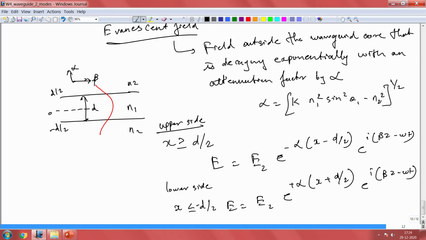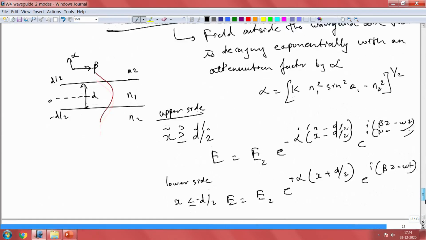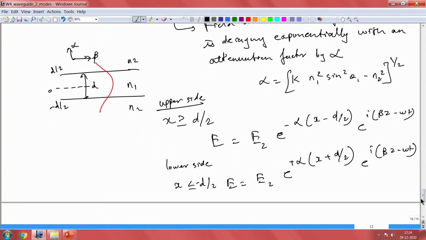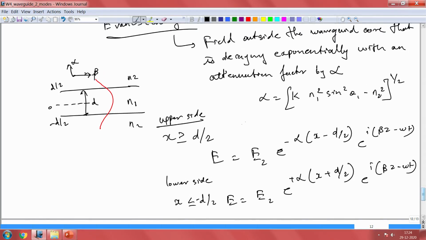So, this is how you can confine the light. We talk about waveguides being designed to confine light and propagate light. This is how we achieve that confinement. In n1 you have a solution that is oscillating, but when it goes outside in n2 it will decay, and the rate at which it decays is this alpha. You can look at the constituents of this alpha. It strongly depends on the refractive index of the core medium and the cladding medium.